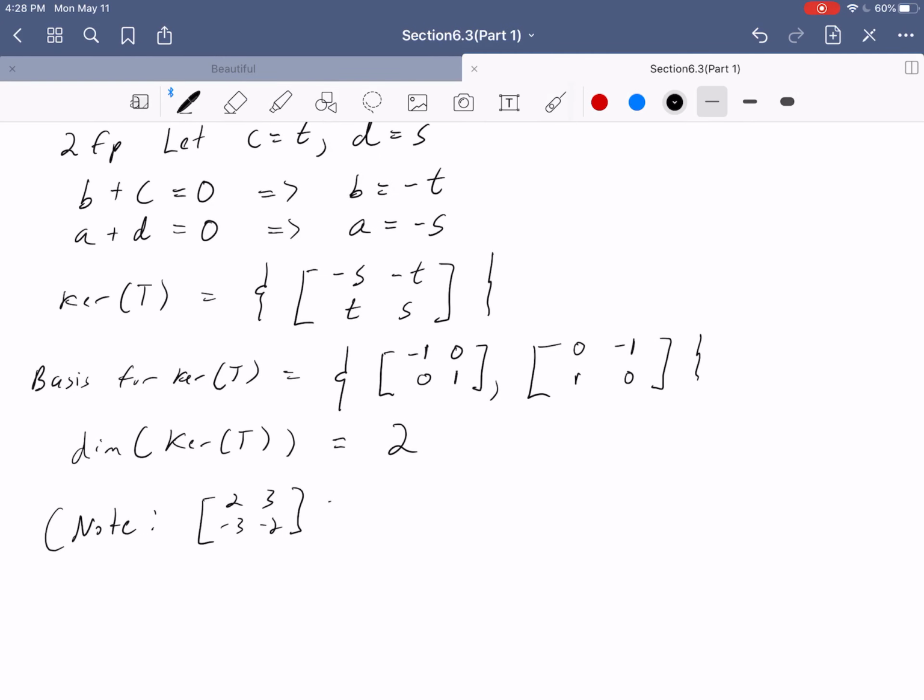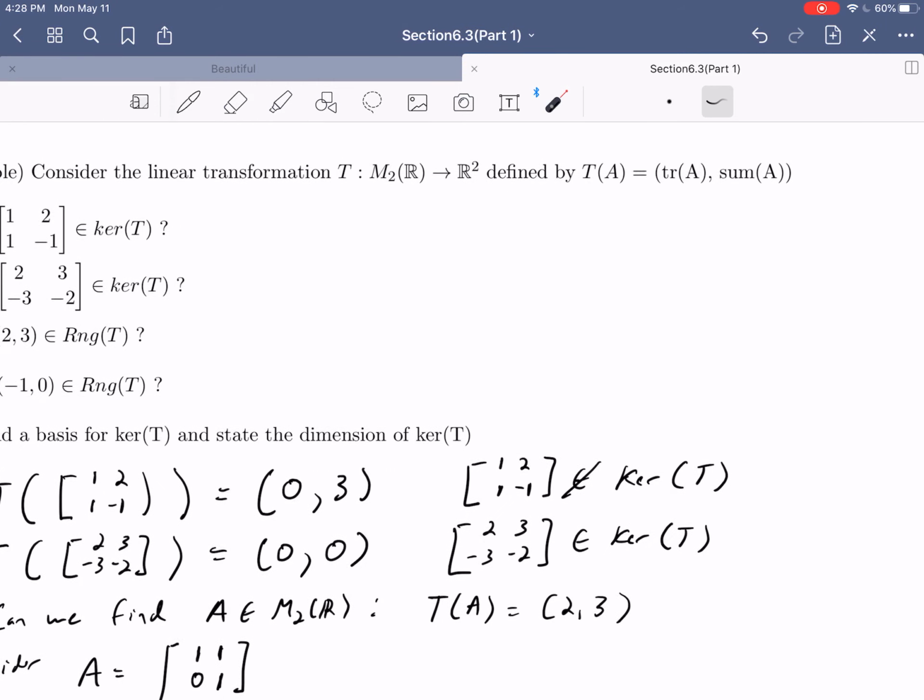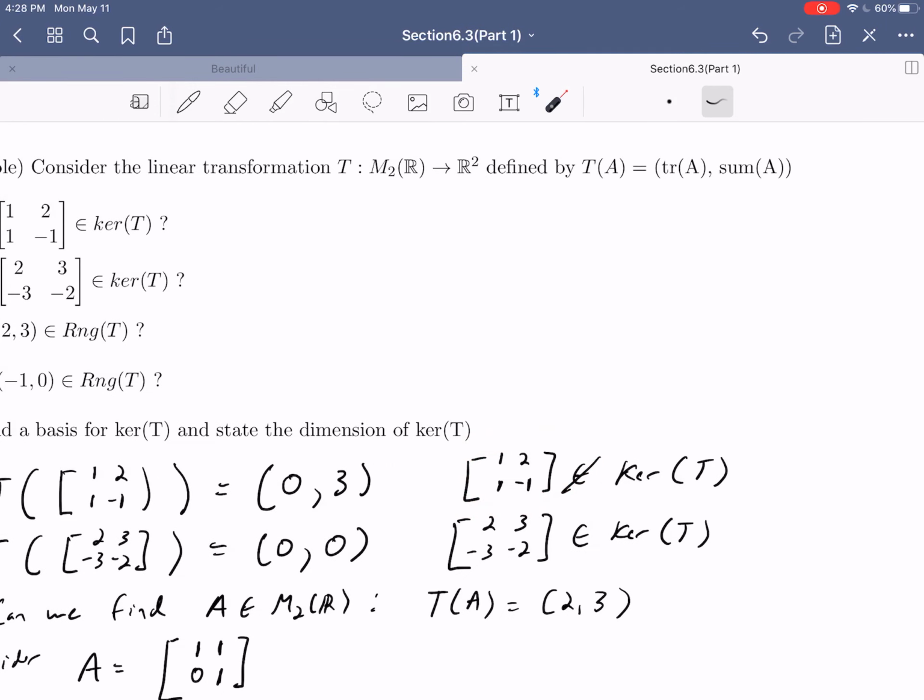This guy is equal to, pretty clearly, negative 2 times this guy and negative 3 times this guy. It'd be negative 2 times negative 1, 0, 0, 1, minus 3 times 0, negative 1, 1, 0. Which, of course, it has to be, because what we're saying is that the thing that we found in the kernel needed to be a linear combination of basis elements. If you go back and check, these guys cannot be used in a linear combination to form 1, 2, 1, negative 1, which is why this guy was not an element of the kernel.